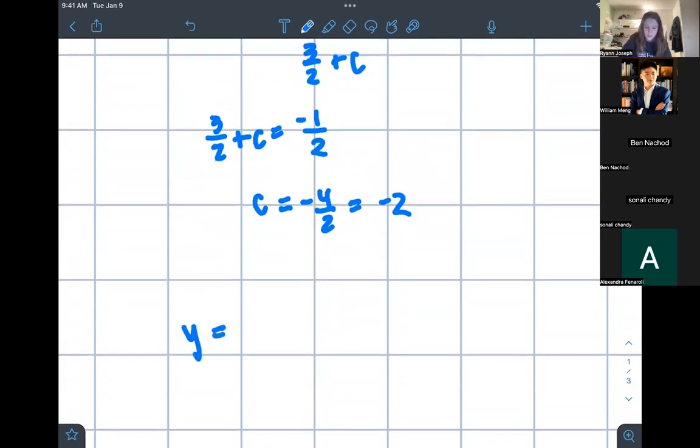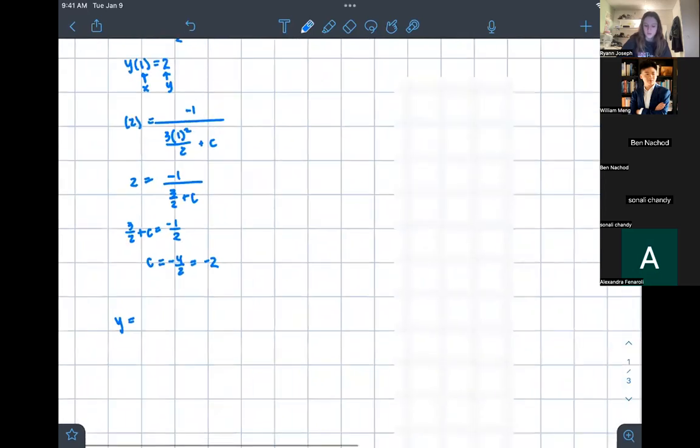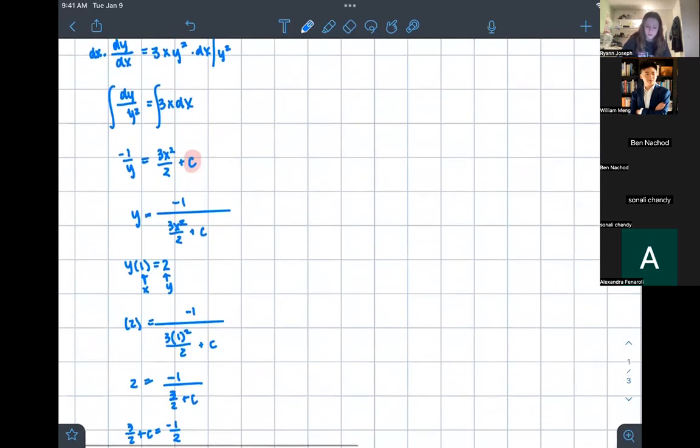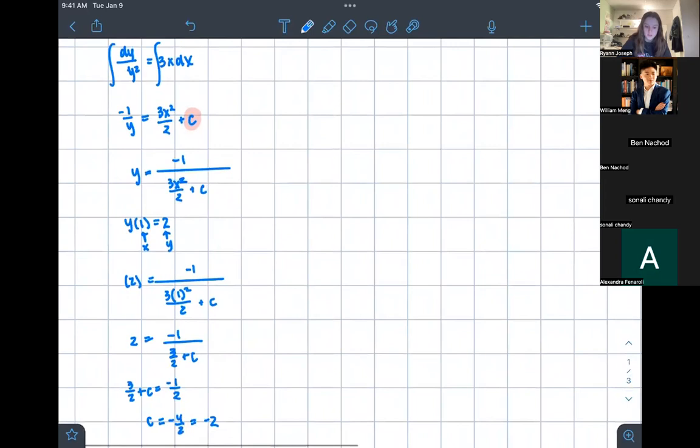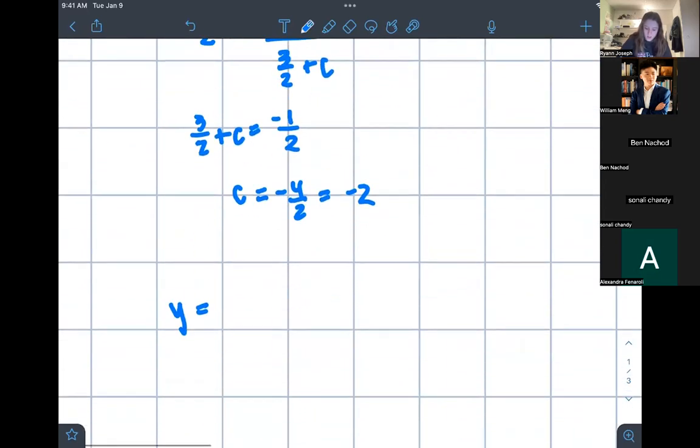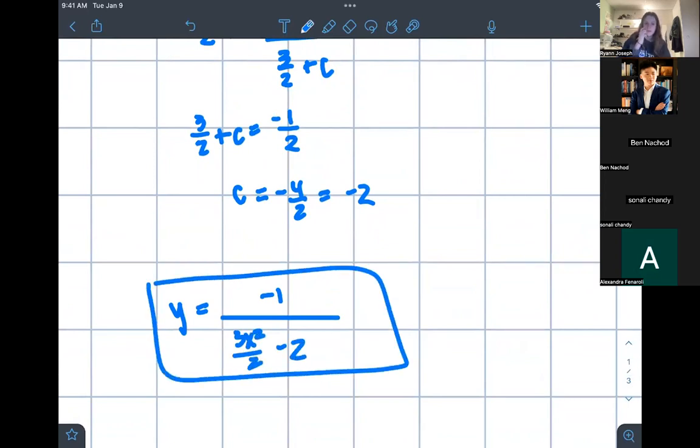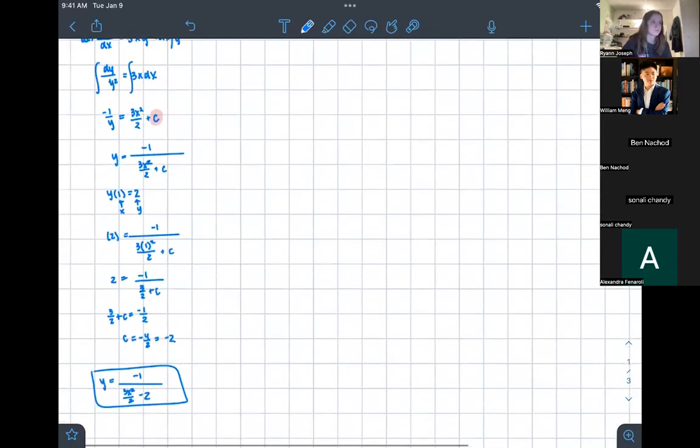Then our general equation is going to be the solution we found earlier, including that constant that we just solved for. So y equals -1 over (3x squared over 2 minus 2). That's our solution based on the initial values.